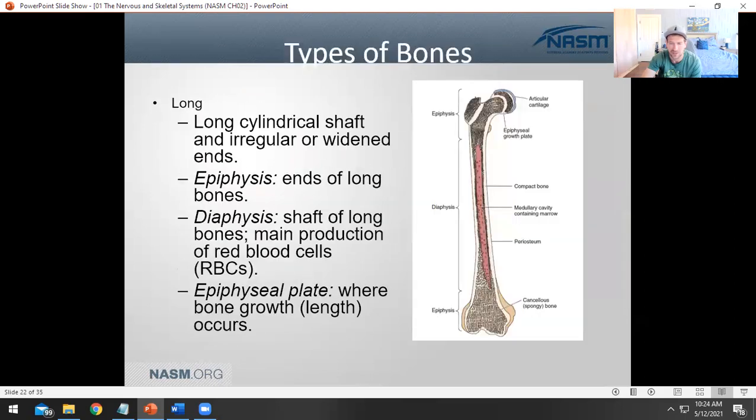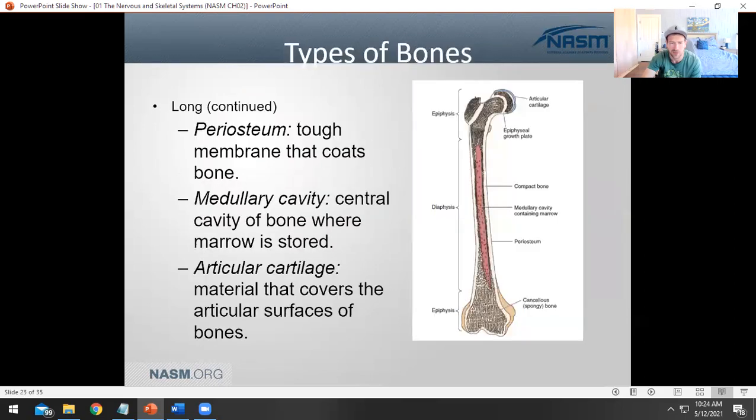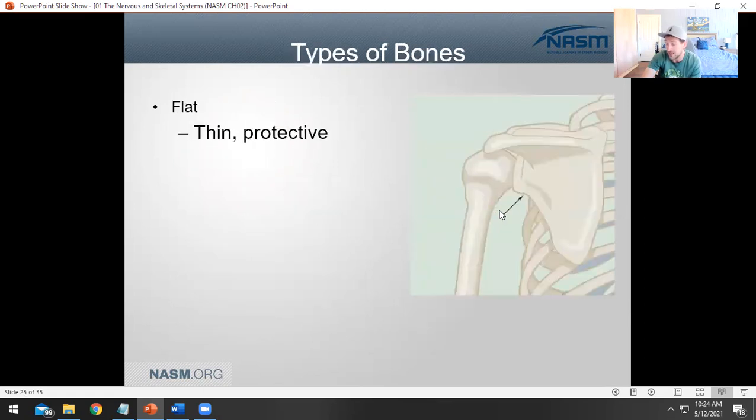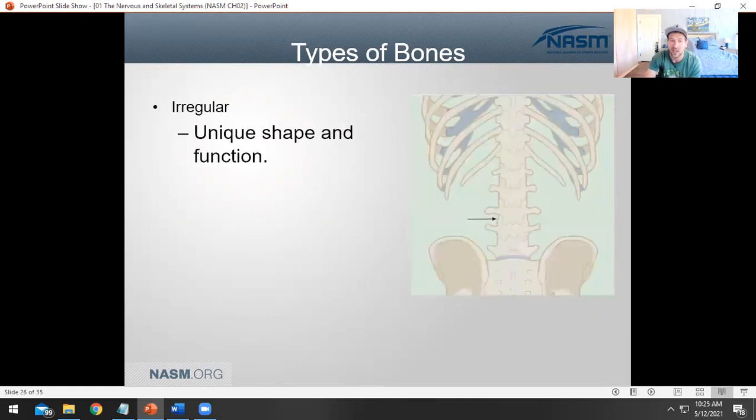Actually, it's funny, I don't see my picture for long bones. We've also got long bones, which is the example we were looking at earlier. Long bones are longer than they are wide, so if short bones are similar in length and width, your long bones are very long, but maybe not that wide.